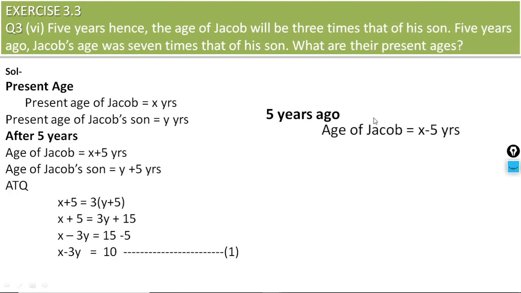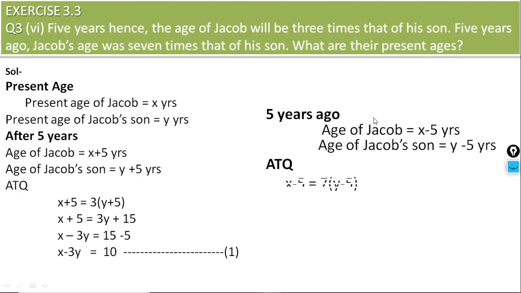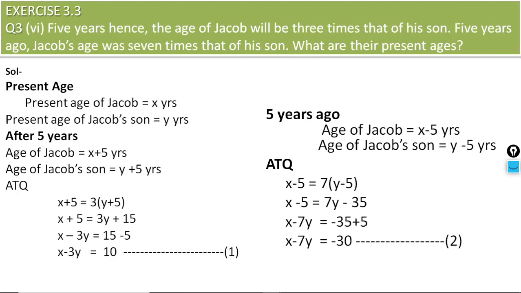Jacob's age will be x minus 5. Jacob's son is y minus 5. And according to the question, x minus 5, because Jacob's age was 7 times, it is 7 times his son's y minus 5. By simplifying this you get x minus 5 equals 7y minus 35. By solving you will get x minus 7y equals minus 30, which is equation number 2. So we will solve this equation by subtraction.